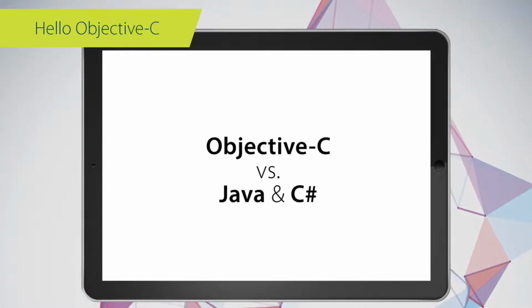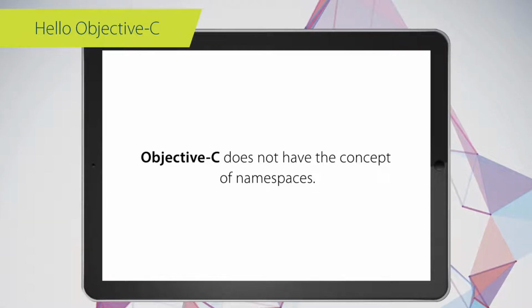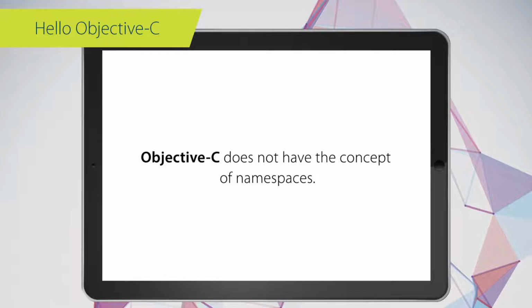Let's now compare classes in Objective-C with Java and C#. A namespace is a way of grouping related classes together. However, Objective-C does not have the concept of namespaces. In Objective-C, a class is made visible to another class simply by importing the header file in which the class's interface is declared. The public keyword is also used to declare if member variables are visible to other classes.